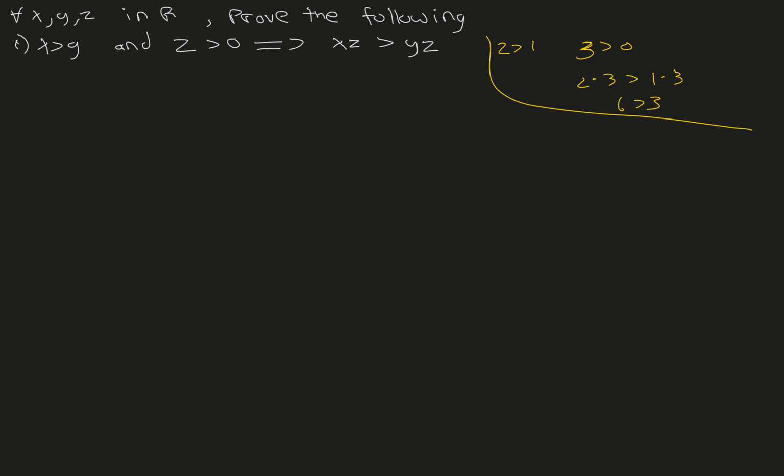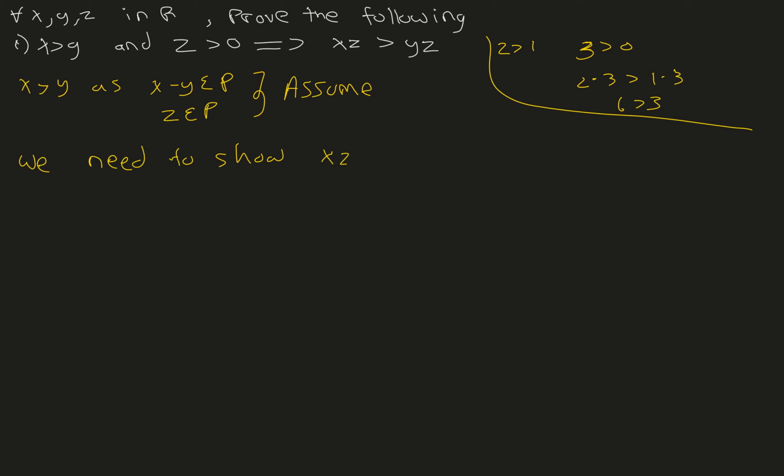So remember from the previous video, we can write x is greater than y as x minus y being in P. Since x is greater than y, x minus y will also be positive. So x minus y is also in P. And since z is greater than 0, z is also in P. So we know this part, we can assume this part. So we need to show that xz is greater than yz, which can be written as xz minus yz being in P.